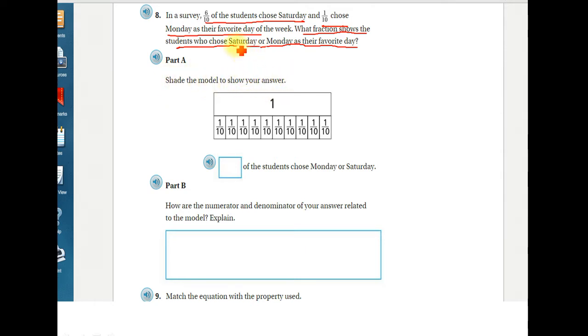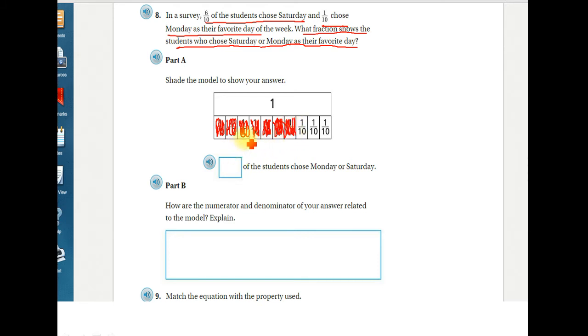So let's start with Saturday. Well, 6/10 of the students chose Saturday, so here are our tenths, the one representing the whole class, and we broke this class up into tenths, and 6 of those tenths, so here's 1/10, 2/10, 3/10, 4/10, 5/10, and 6/10 chose Saturday, and then now 1/10 chose Monday.